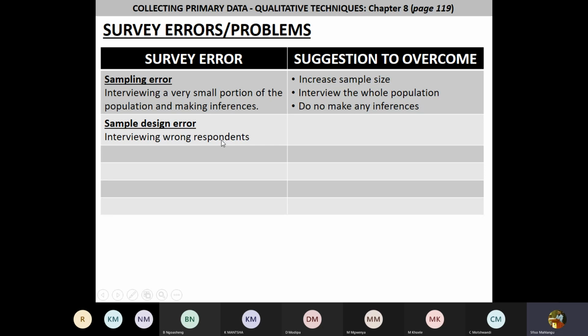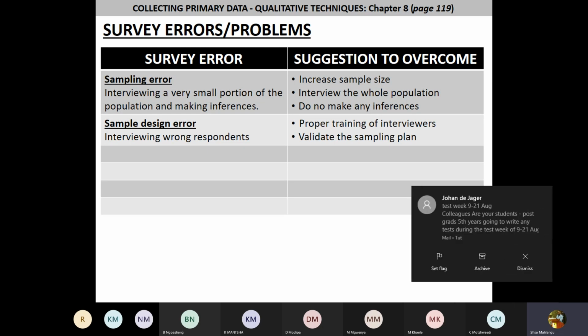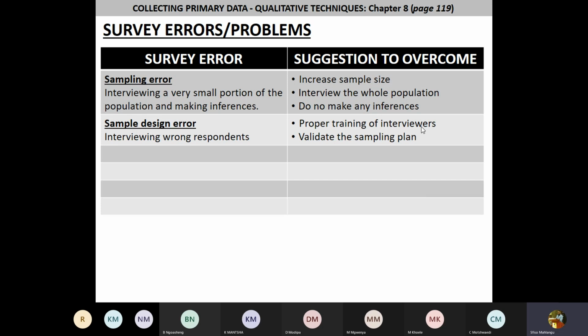So you can think practically. You will see that your answers will be similar to the ones on the slides. For example, we can train the interviewers to identify the respondents or to ask questions about the respondents, or you can validate the sampling plan as well. Validating the sampling plan simply means checking the data that we collected. If the respondents indicated that they are female, we can validate that by calling the respondents to check whether they made a mistake in that question, or whether it is true what they are telling us, that they are students.